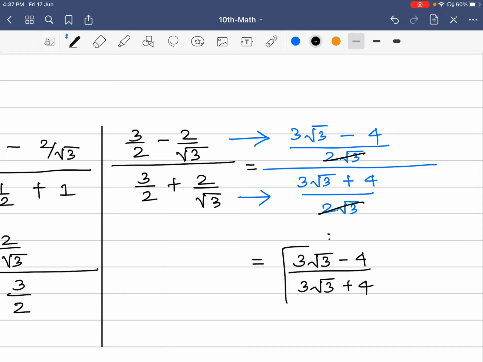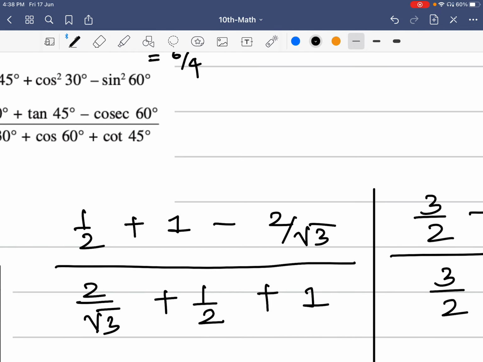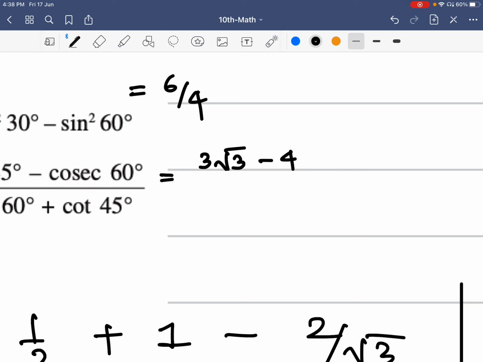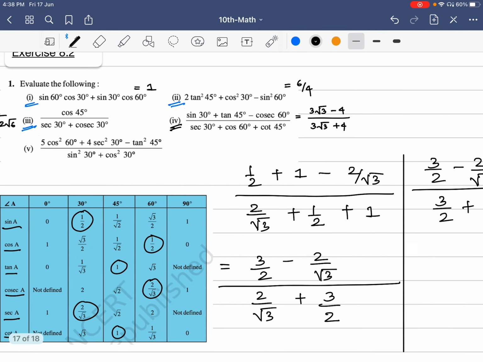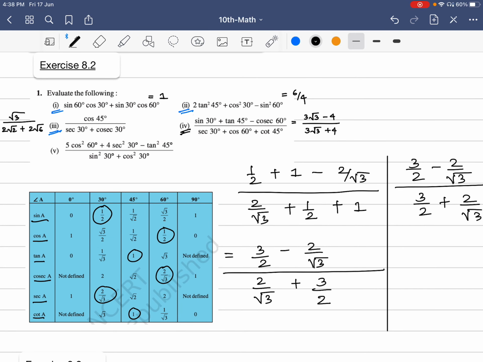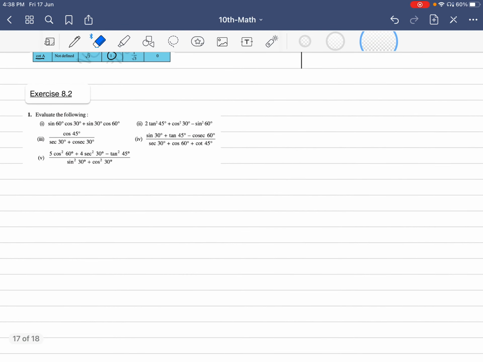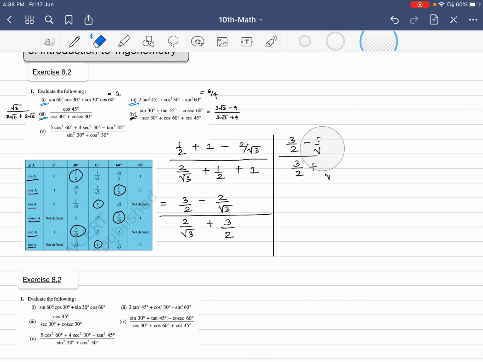So this is the answer of our fourth expression, 3 root 3 minus 4 the whole divided by 3 root 3 plus 4. So let me write it down here. So this is equal to 3 root 3 minus 4 the whole divided by 3 root 3 plus 4. So that is our expression number 4. And now we have the final expression which is remaining. So I'll go down and solve it, but we also need the table. Then let's erase this.